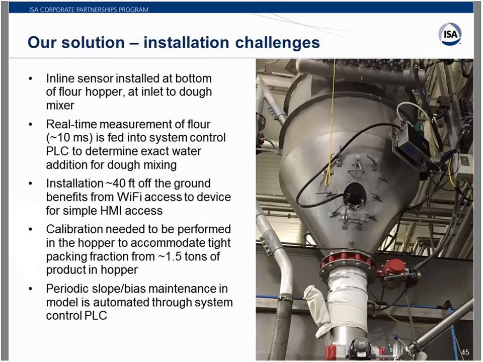Prior to carrying out any spectral measurements, the flour hopper had to be calibrated in order to accommodate the tight packing fraction from 1.5 tons of product within the hopper. And the entire process was actually automated through a system-controlled PLC. So as soon as these calibrations were over, spectral measurements were acquired in real time at 10 milliseconds to determine the water addition to the dough mixing process, and the results were shown in the next slide, 46.